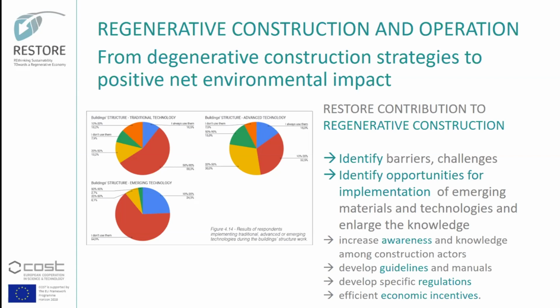A number of gaps, difficulties, and opportunities became evident. The overall conclusions are that advanced and emerging materials and technologies are really poorly used within the construction sector, as very few respondents claim to use them in more than half of their projects. These materials and technologies have a higher rate of application in new building construction rather than in building renovation. And the recommendations were to increase awareness and knowledge among construction actors of the different possible regenerative materials, tools, and technologies, develop guidelines and manuals, develop specific regulations, and promote construction of regenerative buildings with efficient economic incentives.